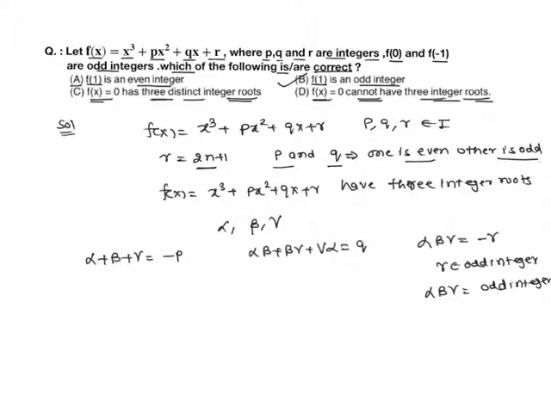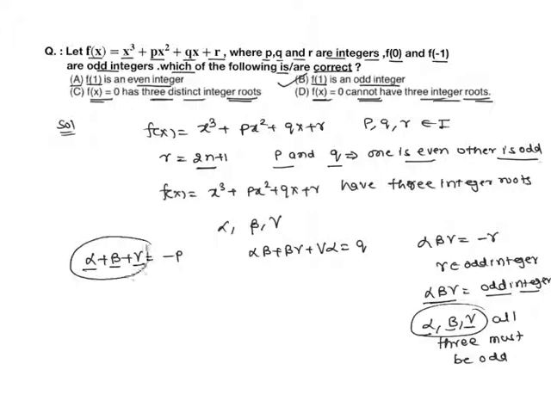Here we can say the multiplication of three integers is an odd integer, which means alpha, beta, gamma, all three must be odd. We can say alpha is an odd integer, beta is an odd integer, gamma is an odd integer. So we can say alpha plus beta plus gamma, the sum of three odd integers, is also an odd integer. So we can say p is an odd integer.